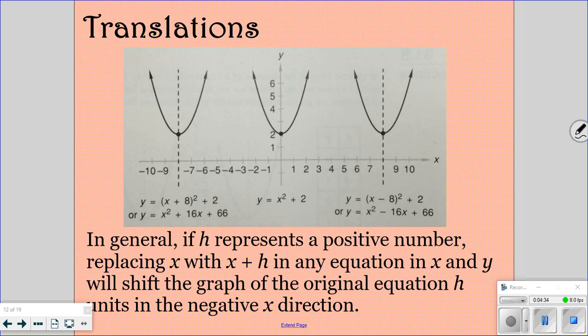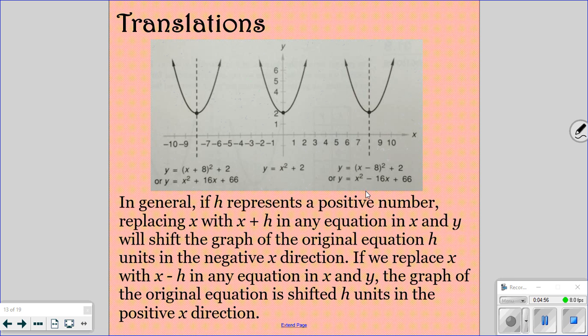So for translations, basically, if you put a number in with your x, it's going to switch the direction that it's going to go. So if we do x plus 8, that's actually going to push it to the left 8. And if we do x minus 8, that's going to push it to the right by 8. It's the opposite of what you would think. Same thing is what this says. It said the x plus h and then the x minus h. So if you put it inside with your parentheses, it's going to do the opposite of what you would think it would do.